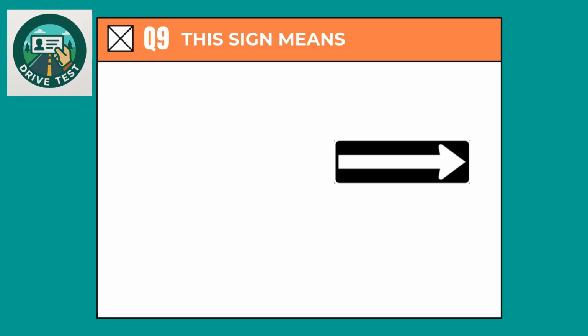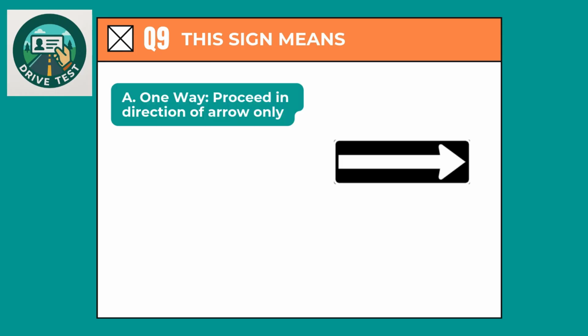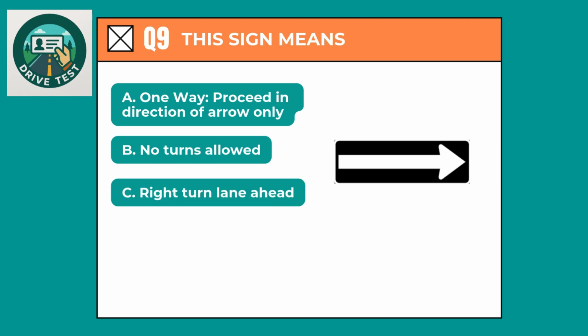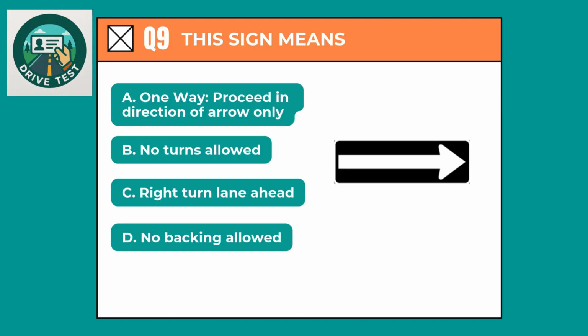Question 9. This sign means: A. One way. Proceed in direction of arrow only. B. No turns allowed. C. Right turn lane ahead. D. No backing allowed. The correct answer is A, one-way. Proceed in direction of arrow only. All traffic must travel in the direction of the arrow.